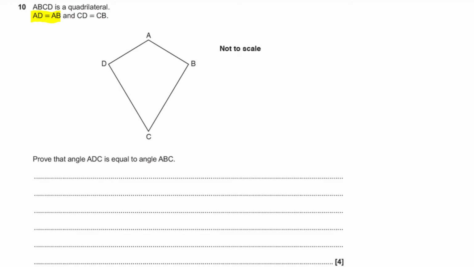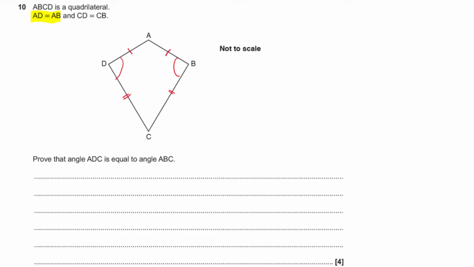We've got some extra information that isn't on the diagram. So AD equals AB. Let's just mark that on. So AD, which is this side, is equal to AB, which is this one. And we're told that CD equals CB. And then we need to prove that angle ADC, this angle here, is the same as angle ABC, this angle over here. I have to show they're the same angle. How can I do that then?